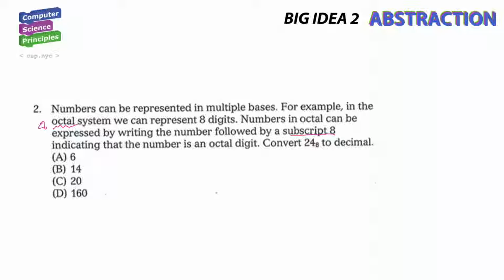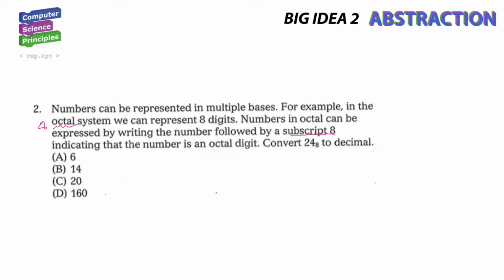So notice what I'm doing as I'm going through this question. I'm underlining and I'm circling, or I'm scribbling, writing little notes next to it. So all of this is helping me understand the question. Okay, so followed by a subscript 8 indicating that the number is an octal digit. Convert 24 subscript 8, so 24 sub 8. So now we know that 24 is in octal, and they want us to convert it to decimal.